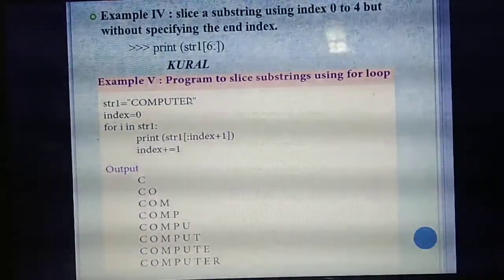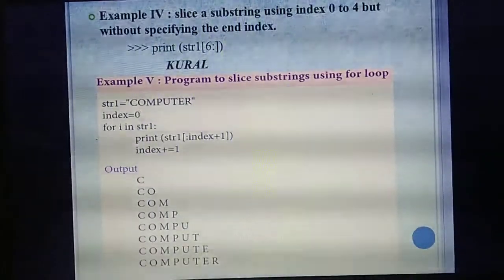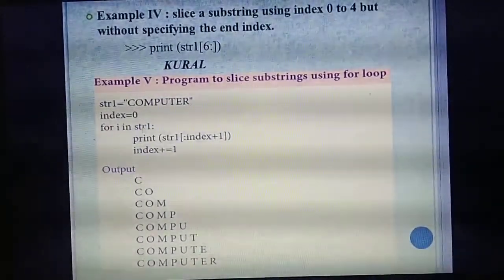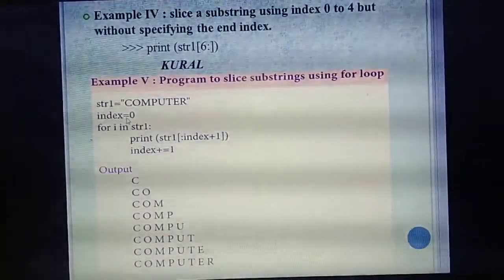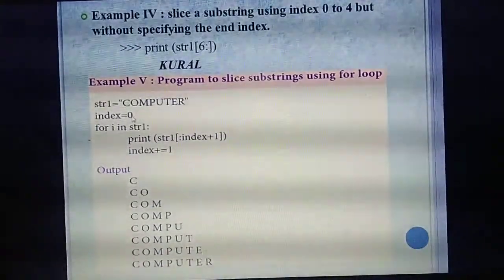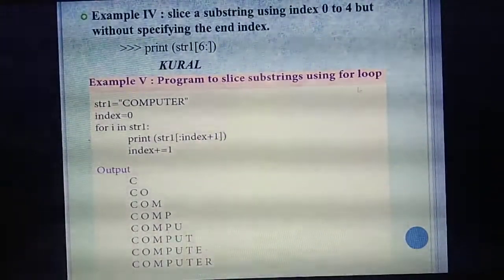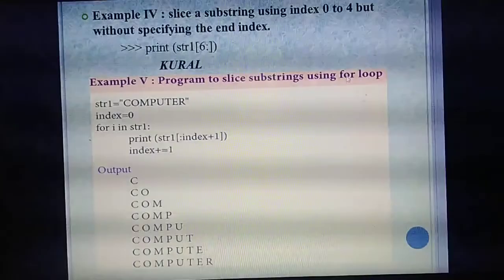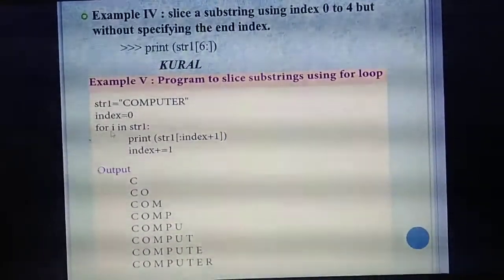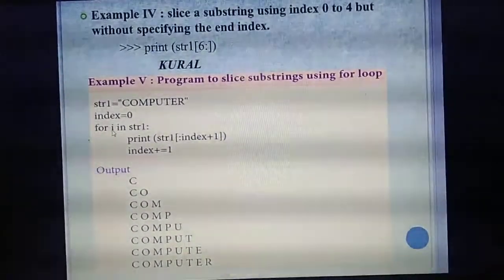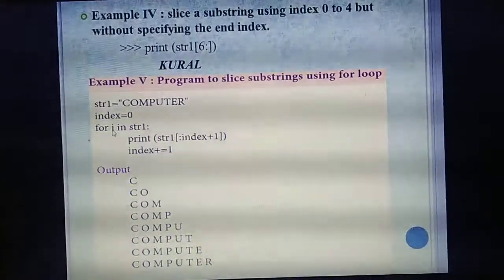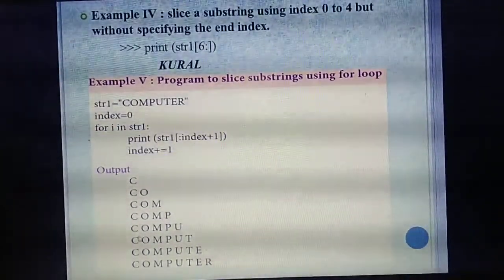The index value always starts from 0, so next you are going to specify the index. Then, in your program, they ask you to use a for loop. Each time the index value needs to get incremented. Then only you will get the output like this, isn't it?